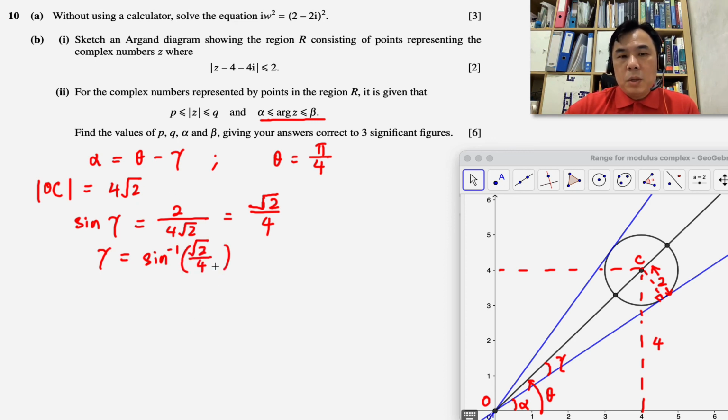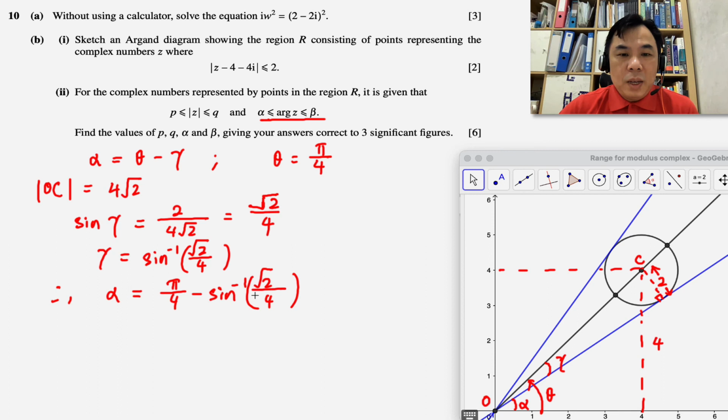And then by substituting this angle in radian measure, we will be able to conclude alpha as pi over 4 minus sine inverse of root 2 over 4. Now, if you would like to leave it as it is, you can. But because the question says three significant figures, we have to work out the actual angle in this case.